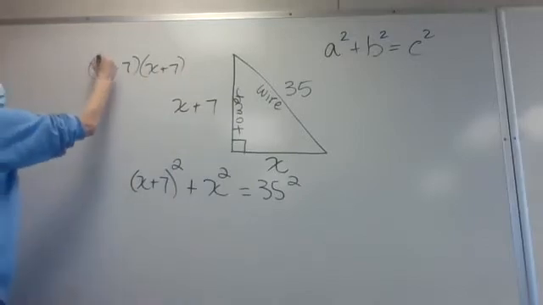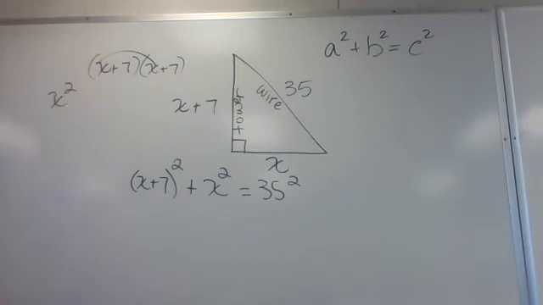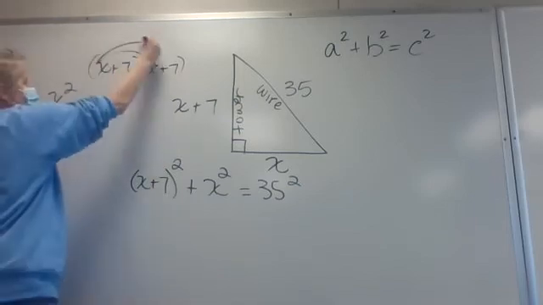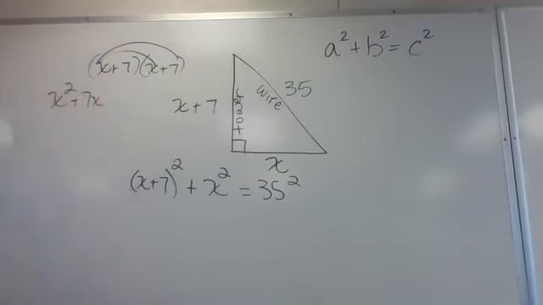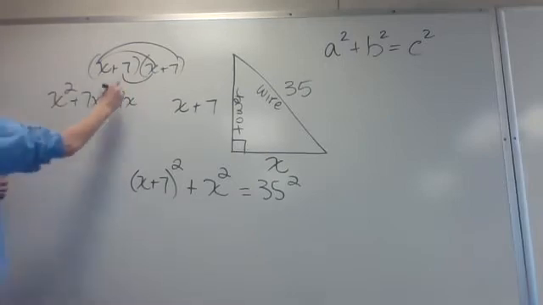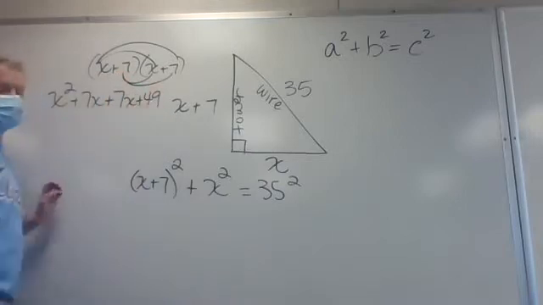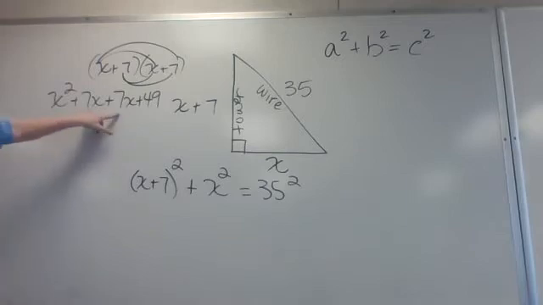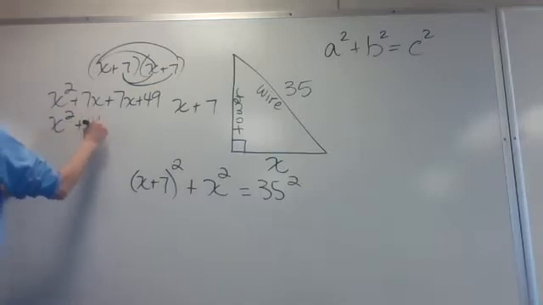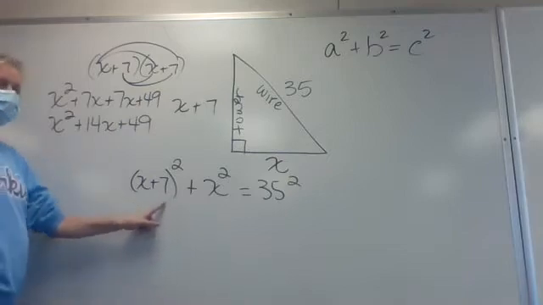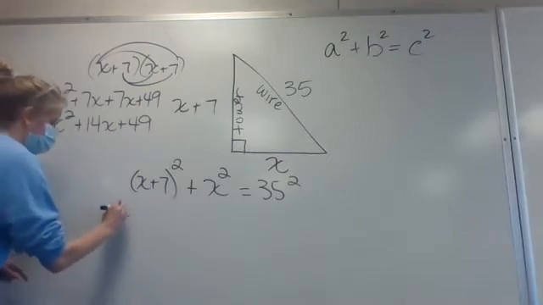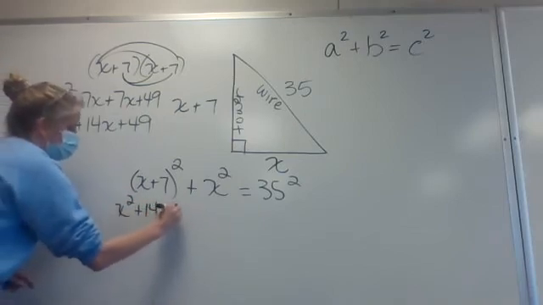And then FOIL it. My first, x times x, is x squared. My outer, x times positive 7, is positive 7x. My inside is another positive 7x. My last, 7 times 7, is plus 49. What do you get if you put these x's together? 14x, good. So x squared plus 14x plus 49, which goes in this spot right here. So x squared plus 14x plus 49.